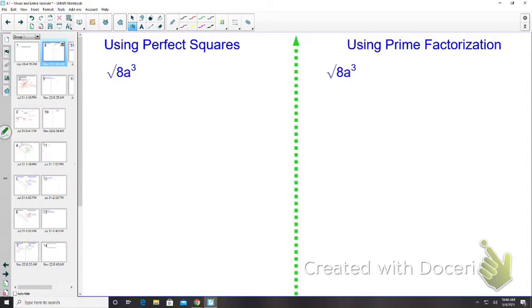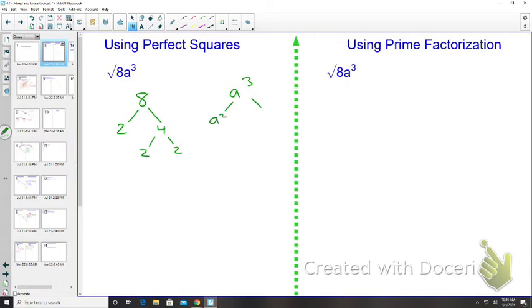8a cubed. Okay, so what's our index here? 2. What's our number here? Square root. Square root, okay. So again, do the number first and then do the variable second. So 8, how do we get to 8? 2 times 4. How do we get to 4? 2 times 2. Okay, and then a cubed. How do we get to a cubed? It'd have to be a squared plus a.